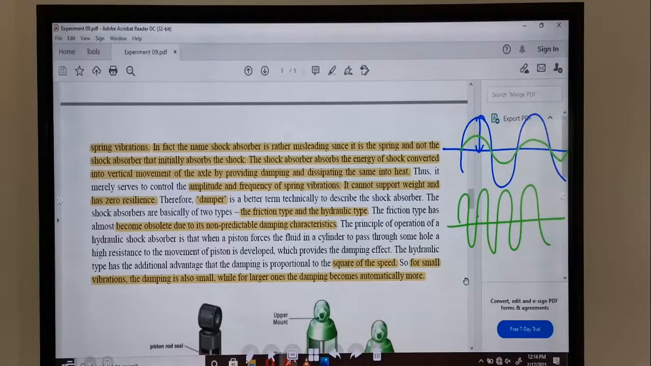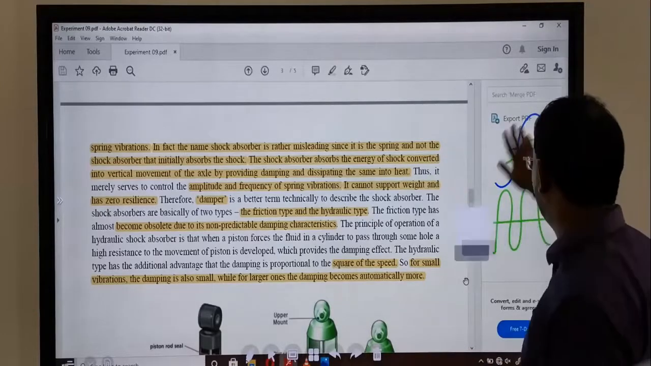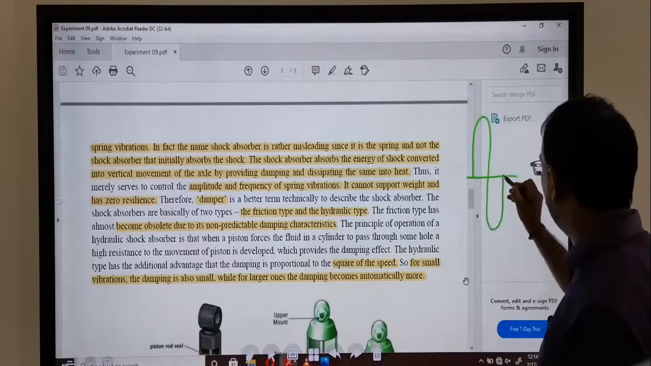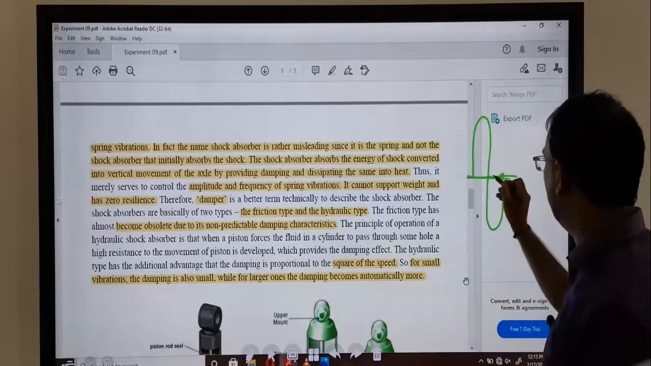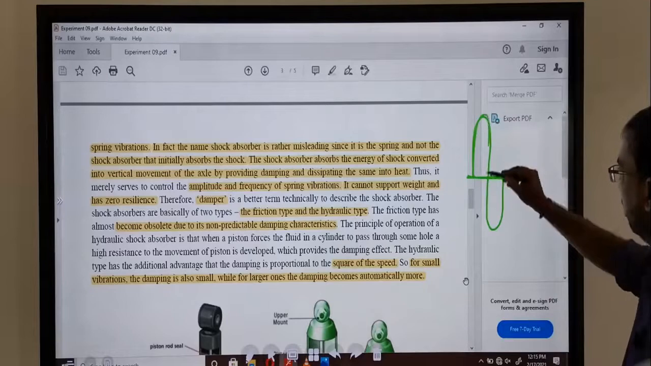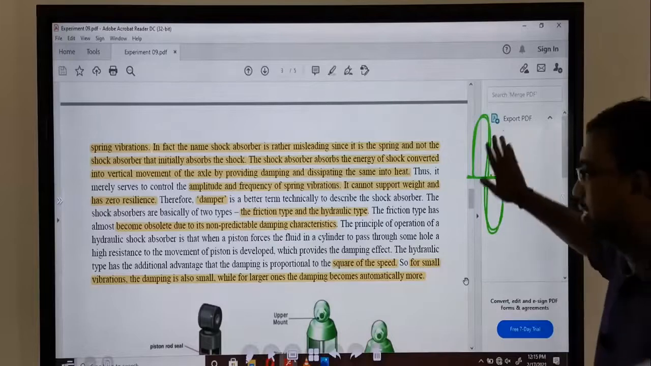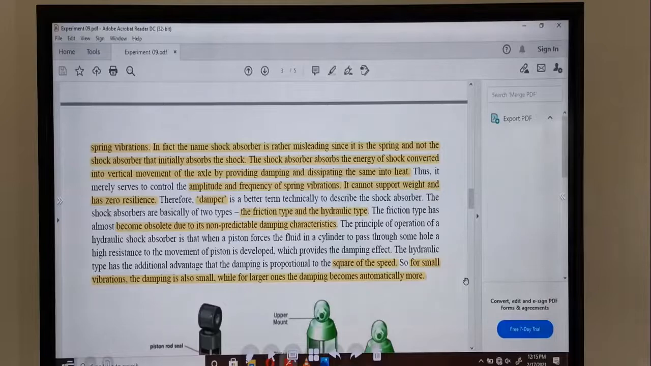But it cannot support weight and has zero resilience. Resilience means that it takes a shock, goes to the upside and downside, and again comes back to its starting position without any variation. That is resilience. So it cannot support the weight.